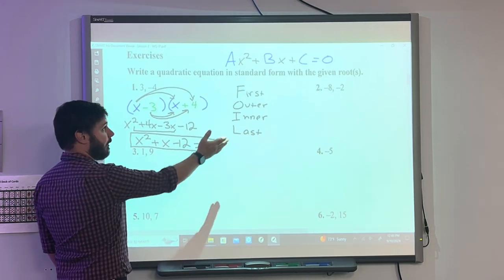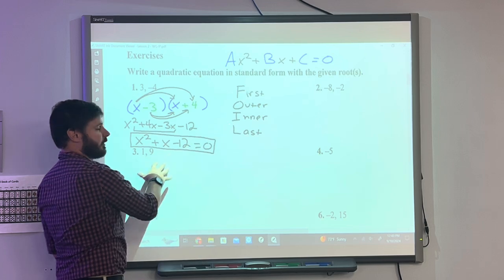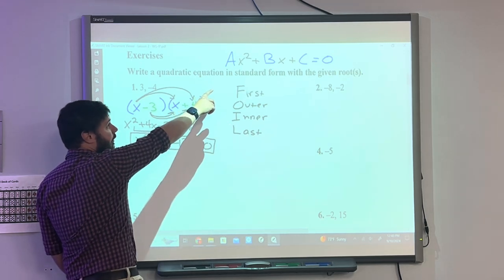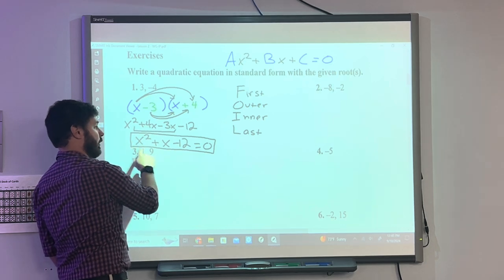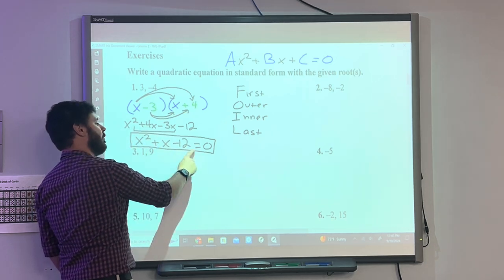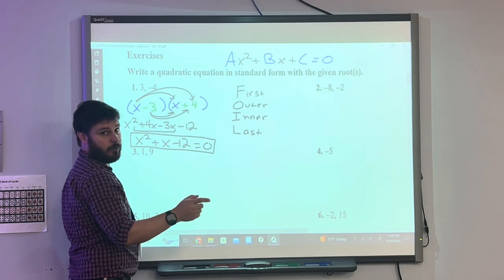So if I were to compare that standard form to this one here, my a term would be the number in front of the x squared, and it's an invisible 1. So my a term is 1, my b term is also 1, my c term is a negative 12.